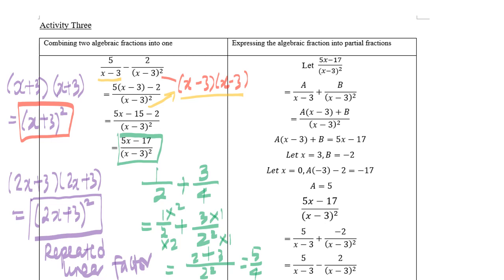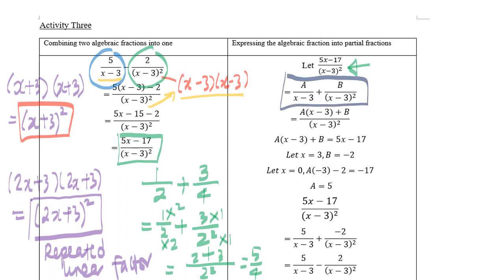Supposing we reverse the situation, you are given this algebraic fraction. How are you going to express it into two partial fractions? You look at the left now and you have to study this. The first fraction is a constant over the linear factor, and the second one is also a constant but over the repeated linear factor. So this is exactly the rule that we're going to use here.